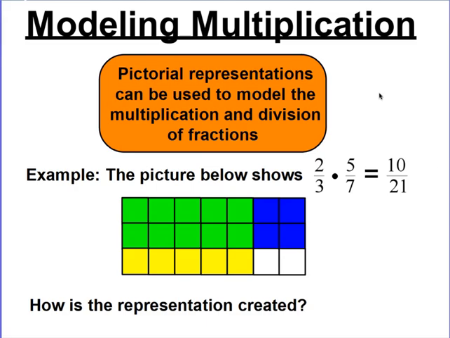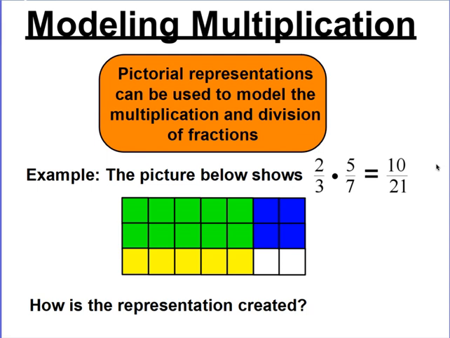This problem shows not only the representation in the grid, but also the math problem that you would solve if you were just doing traditional math. Here the problem is 2/3 times 5/7 equals 10/21. You'll notice 7 columns and 3 rows in this picture. There are 10 green blocks. There are a couple different colors.